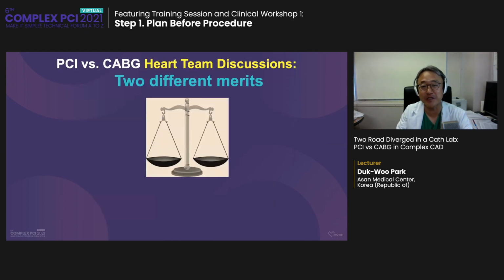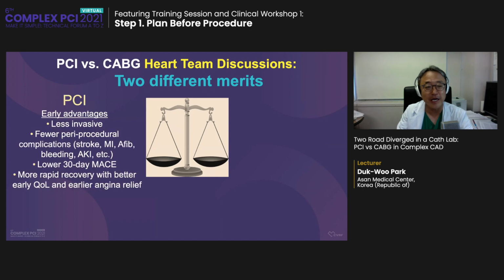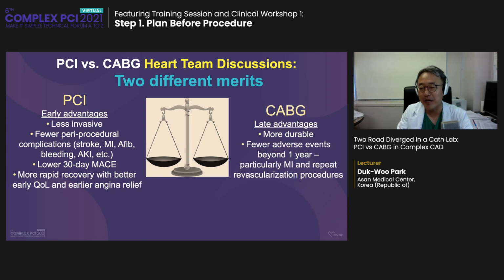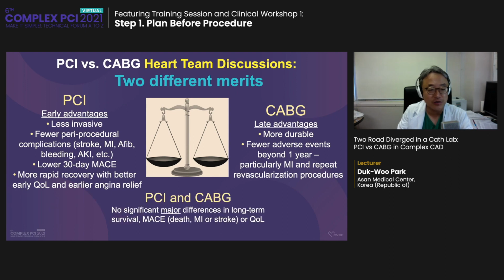So PCI and bypass surgery have two different merits. PCI is definitely less invasive, with better early outcome and more rapid recovery. Bypass surgery also has important merits: a rate advantage, more durable, and MI prevention. Also for PCI and bypass surgery, the available data show no difference in hard endpoints, including mortality.